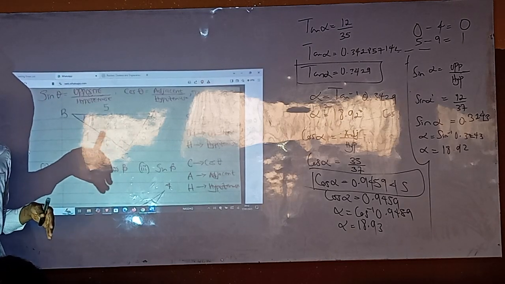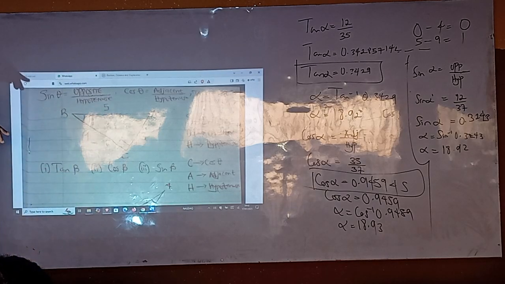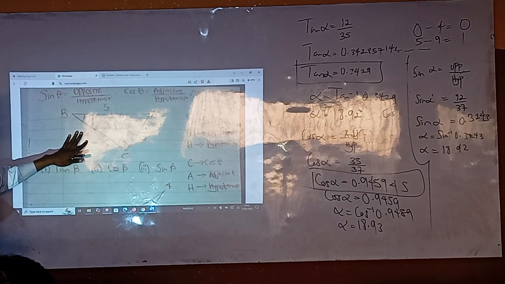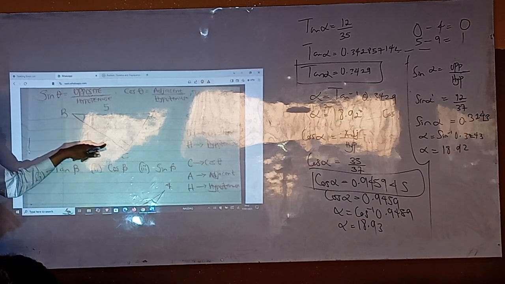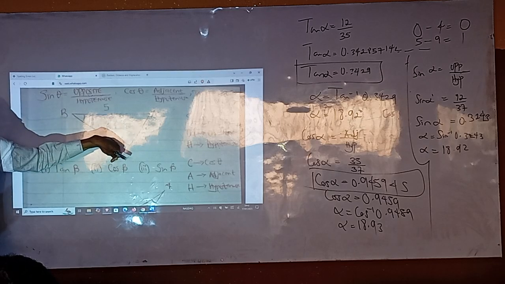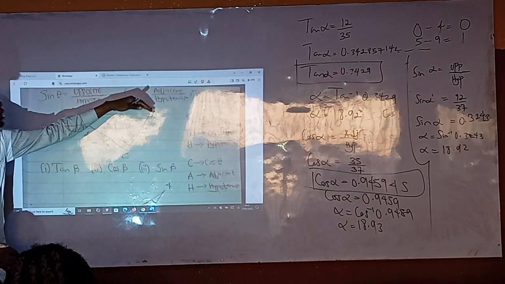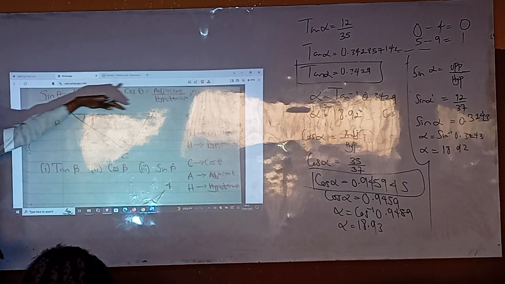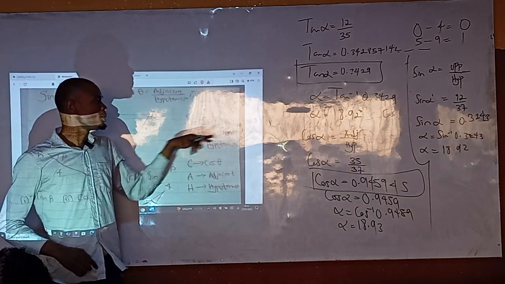I can't lie to you. So now, where am I? This is it, right? Where is the adjacent? Where is the hypotenuse? Where is the opposite? The adjacent is this line because there is 90 degrees on it, and there is an acute angle I want to use. And this is your opposite. This is your hypotenuse because it's facing 90 degrees.